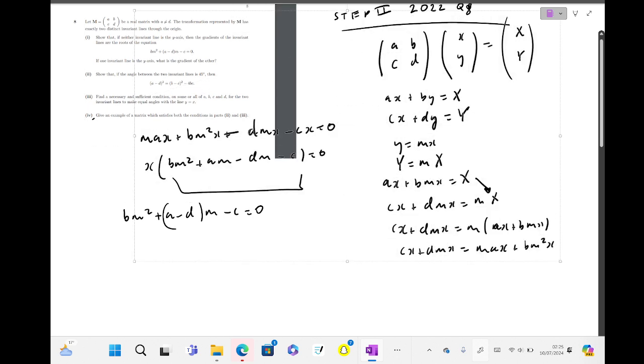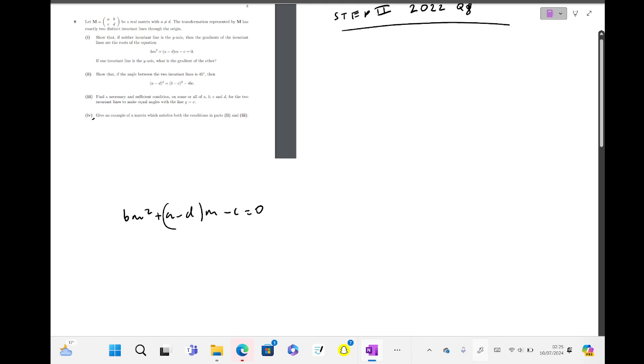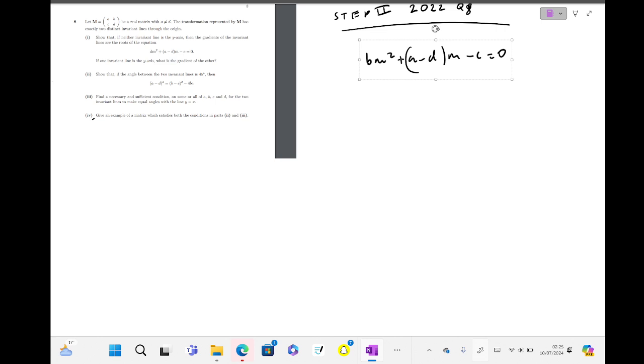So I'm going to delete all of this, but keep this result here that we proved, because it's not relevant for the next few parts. But cool. Okay. Now it says if one invariant line is the y-axis, what is the gradient of the other? So let's think about this, right?